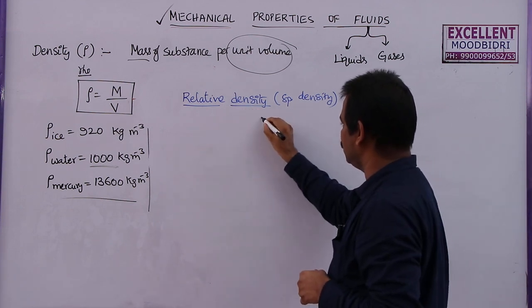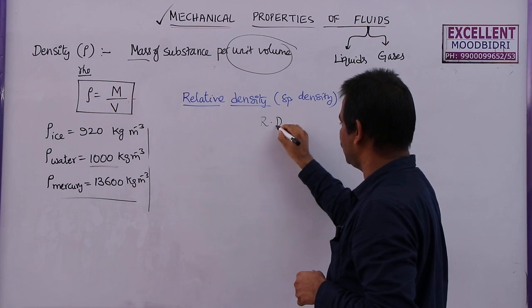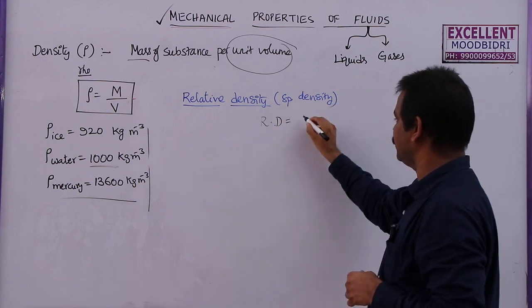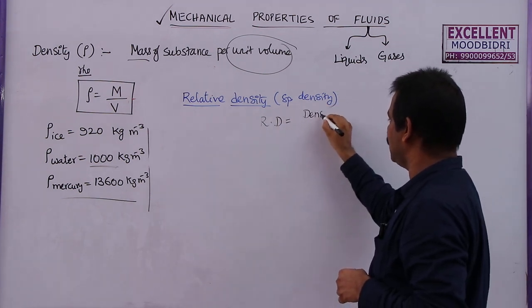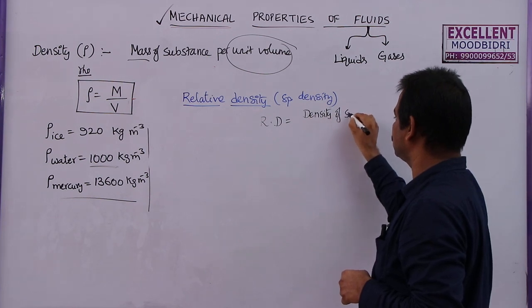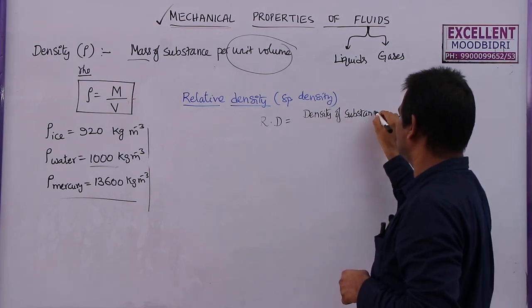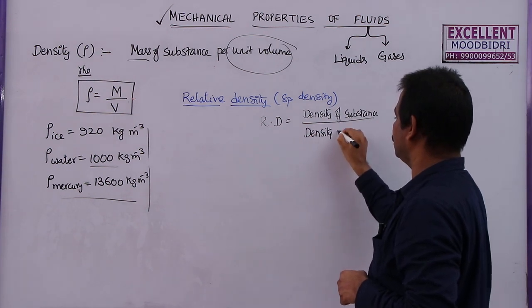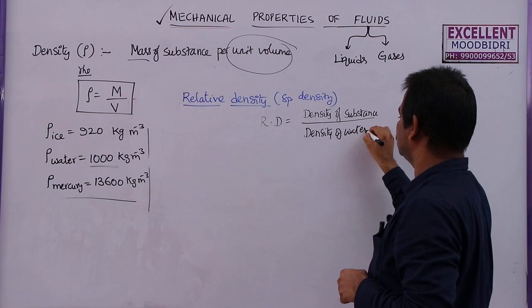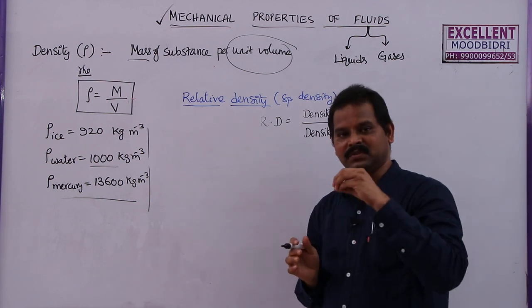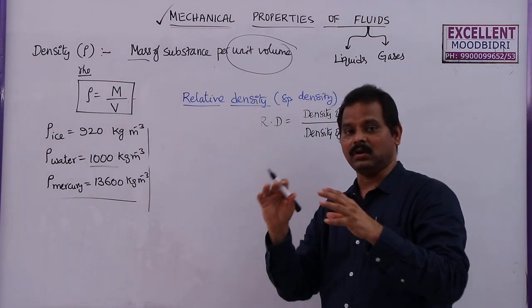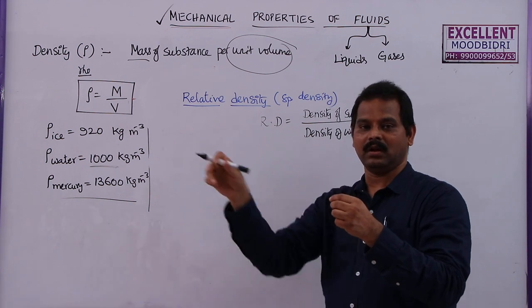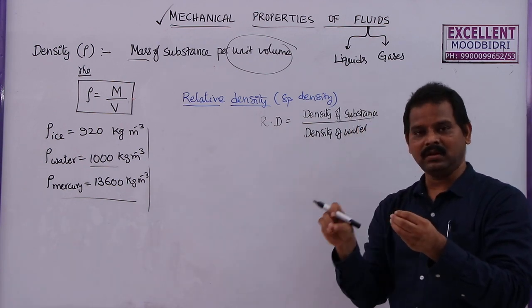Now, what is this relative density? I am going to write this as RD, relative density or specific density. This is the density of the substance divided by the density of water. That means we are comparing the density of a substance with respect to the density of water. How many times is this density more than water? How many times is this density less than water?